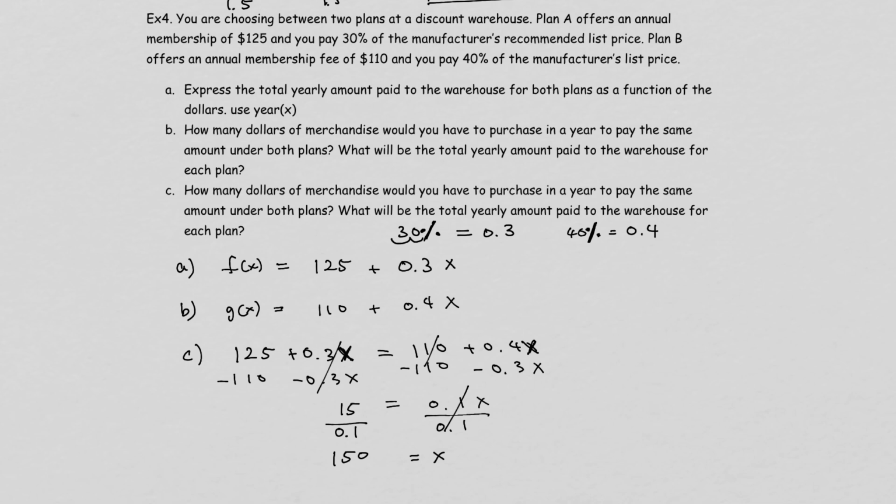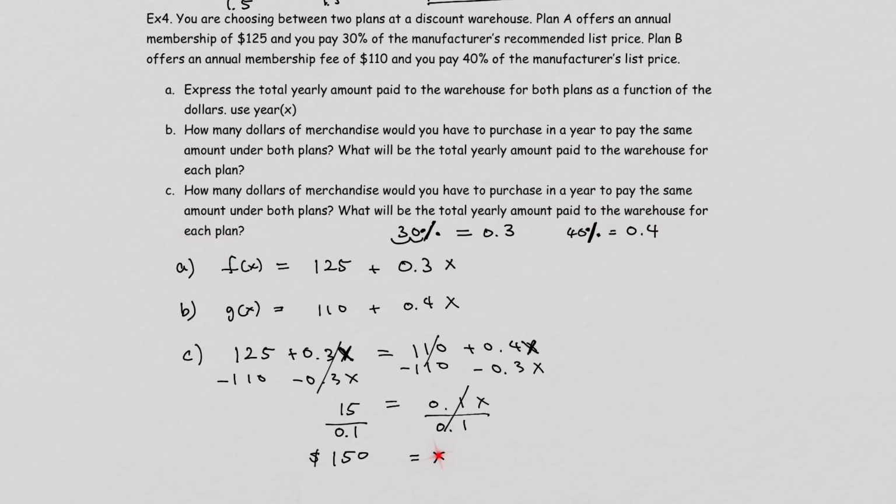So 150 means, what does that mean? This is going to be the answer to the first part of C. It says, how many dollars of merchandise will you have to purchase in the year to pay the same amount under both plans? So you need to purchase $150 for both plans to be equal to each other. And then part 2 is asking what will be the total yearly amount paid to the warehouse for each plan.